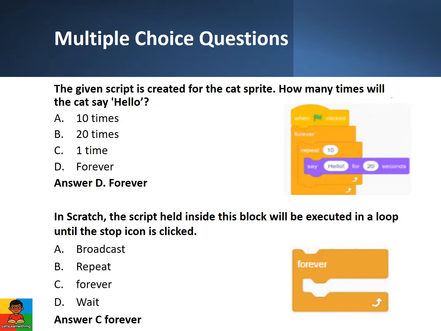The given script is created for the cat sprite. How many times will the cat say hello? A. 10 times, B. 20 times, C. 1 time, D. Forever. Correct answer: D. Forever. In Scratch, the script held inside this block will be executed in a loop until the stop icon is clicked. A. Broadcast, B. Repeat, C. Forever, D. Wait. Correct answer: C. Forever.